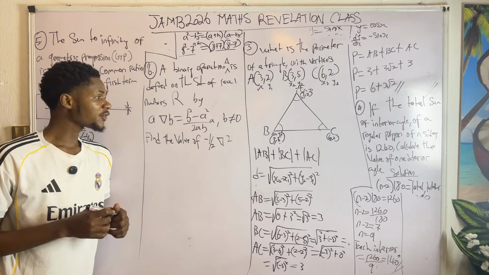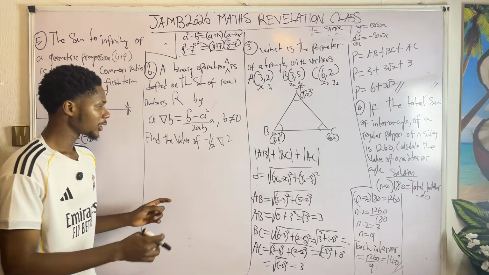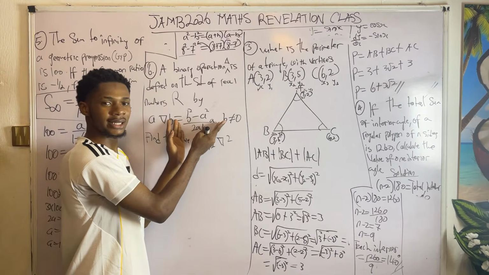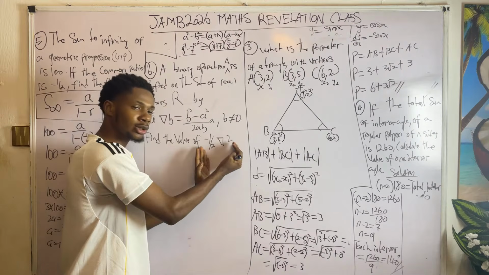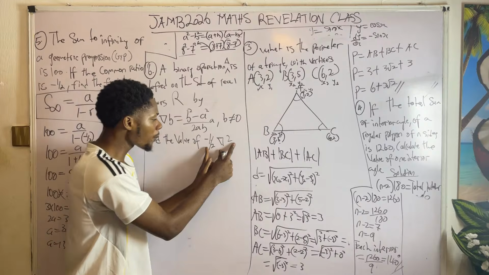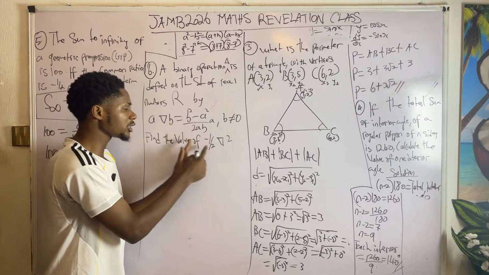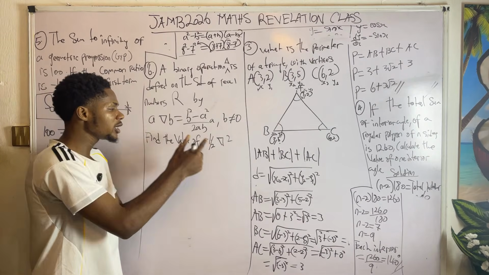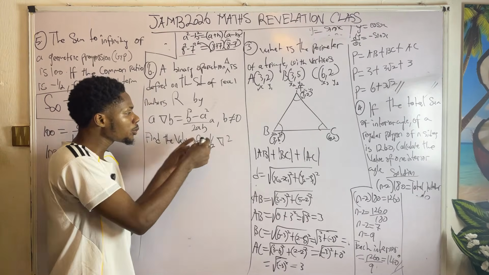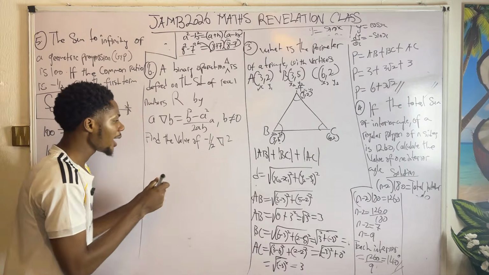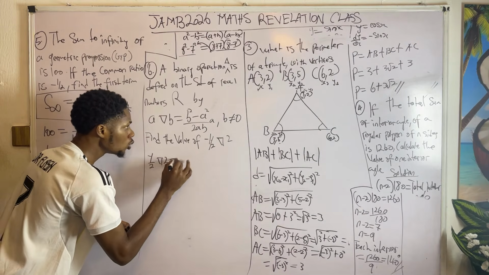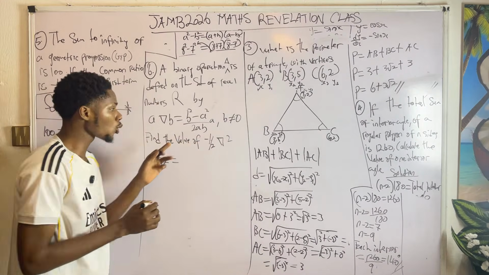Now, this thing is very simple. Many of you do not understand. If you are given A operation B is equal to a particular thing, and I have to find another one, minus 1 over 2 operation 2, this means we are going to compare. So anywhere we see A, it is minus 1 over 2. Anywhere we see B, it is what now? 2. So minus 1 over 2 operation 2 is going to be put into this formula.